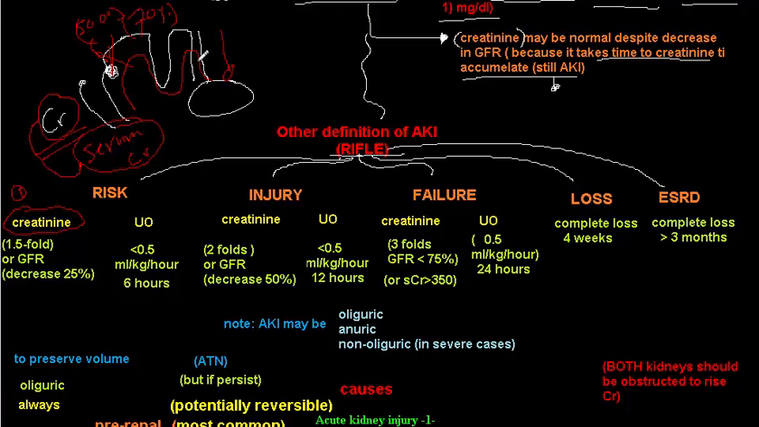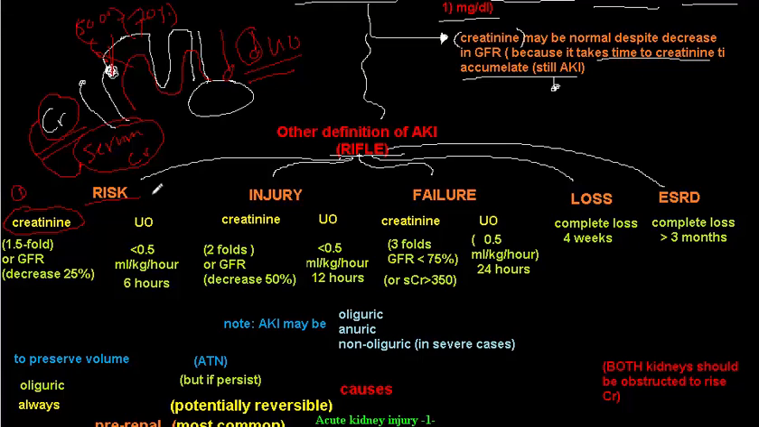Okay, the second thing is that when we have kidney injury, most of the time we will have a decrease in the urine output, because the function of the kidney is to excrete the urine. When we have kidney failure, the kidney is not able anymore to excrete urine, so we will have a decrease in the urine output.